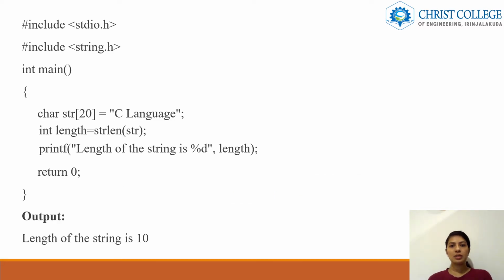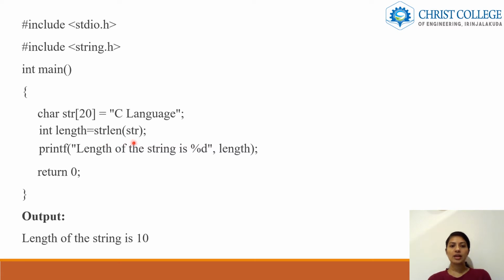Let us see an example program explaining the strlen function. Here, to use the strlen function, we have to include the header file string.h. And this is the string declared. Name of the string is str and its size is 20. It is initialized to the value C language. The strlen function always returns an integer value. So this is how we'll call the strlen function, strlen of the name of the string. Here we have given str as the argument for the function.